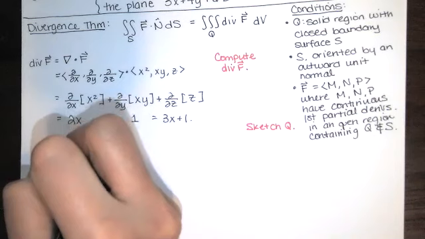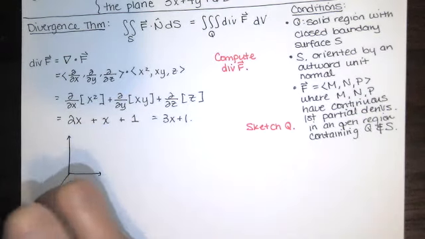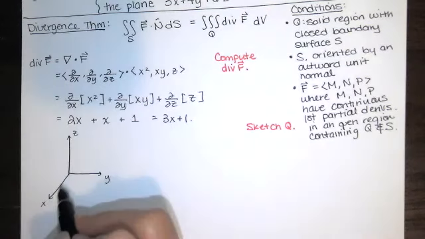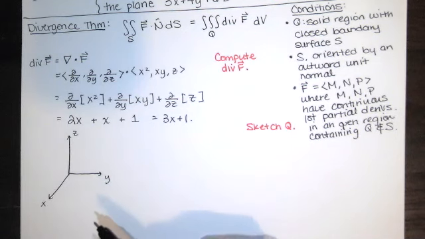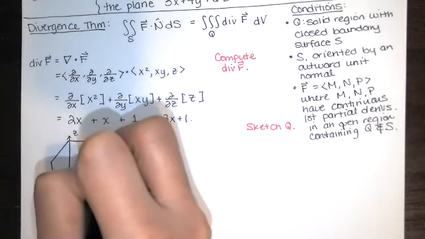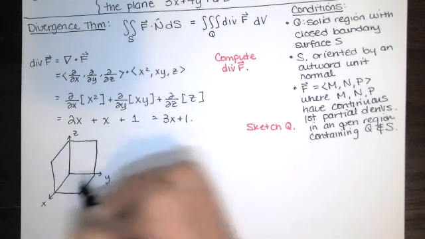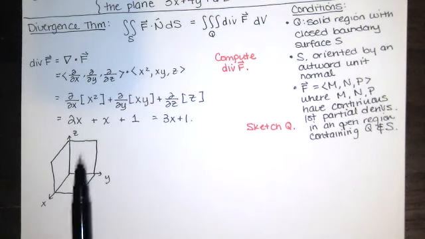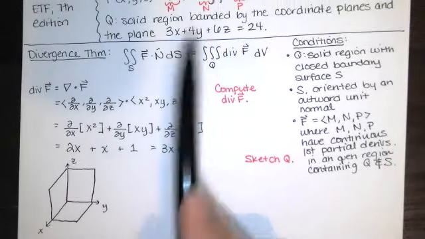So Q is a solid region. It's bounded by the three coordinate planes, the XY plane, the XZ plane, and the YZ plane. Now, of course, I'm just sketching part of those planes. This is like a floor and a wall, and then the wall next to it. So those are three of our boundaries. And Q is also bounded by this fourth plane.